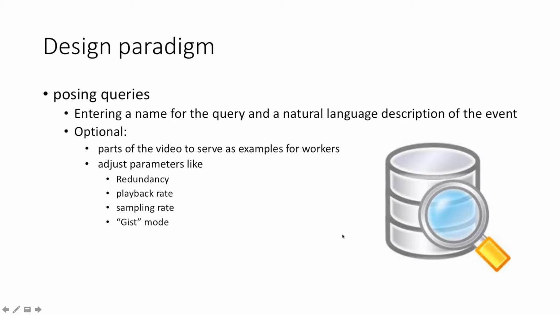To post queries, research analysts can just enter a name for the query and a natural language description of the event. He or she can also select one or more parts of the video to serve as examples for workers. When a query is posted, Glance sends tasks to multiple crowd workers in parallel and retrieves answers as soon as possible. Glance also provides some ways for the researchers to reduce the cost. The system allows analysts to adjust parameters like redundancy, playback rate, sampling rate, and gist mode to reduce the cost.